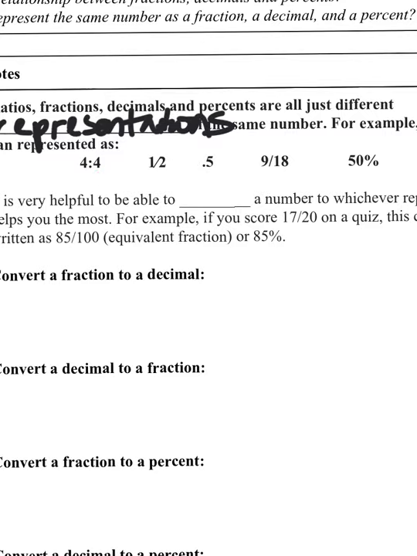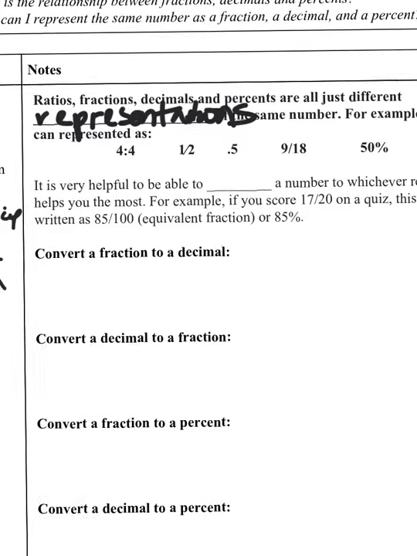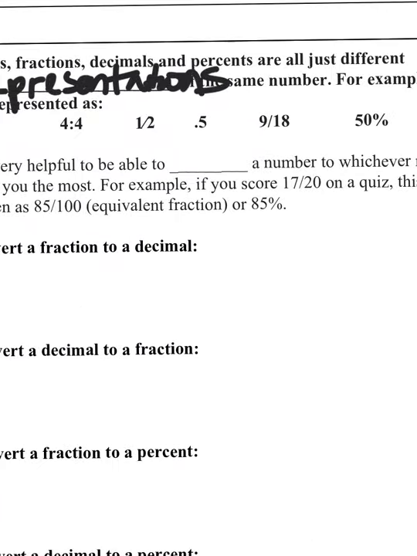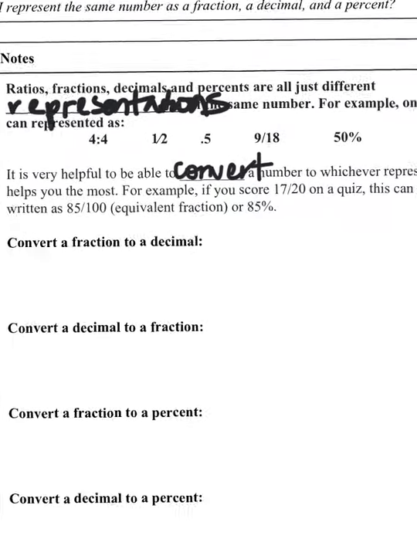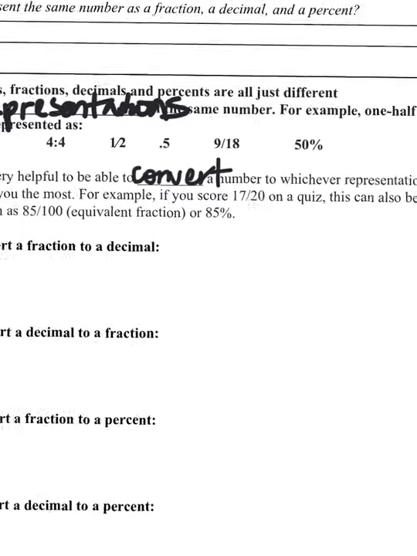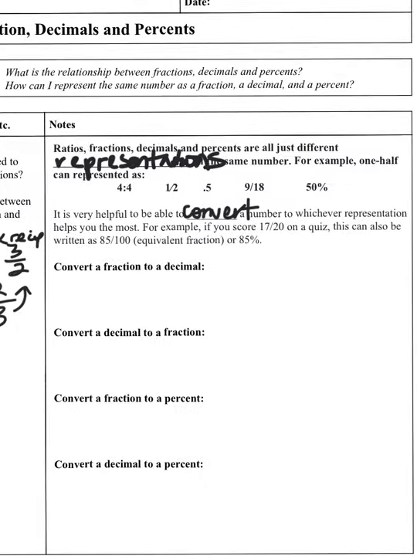Okay? It is very helpful to be able to convert a number to whatever representation you might need. Because sometimes you need percentages, sometimes you need straight numbers. For example, you'll get a 17 out of 20 on a quiz and you want to know what percent you got, okay? So that can be written as 85 over 100, which is an equivalent fraction, but it's also equal to 85%.